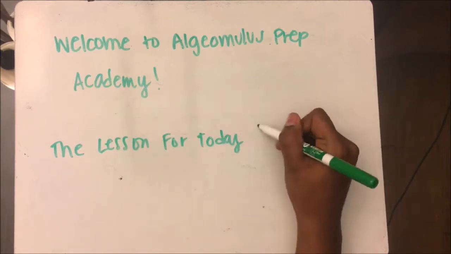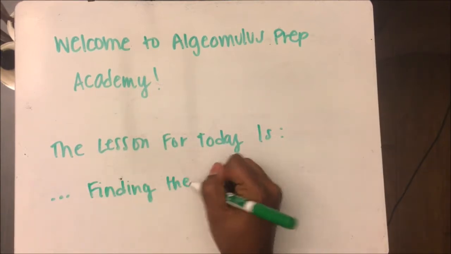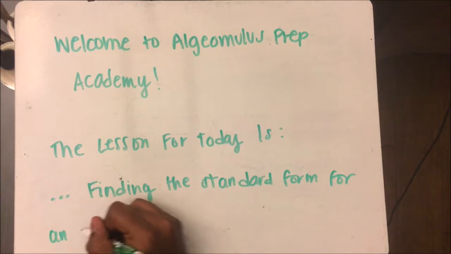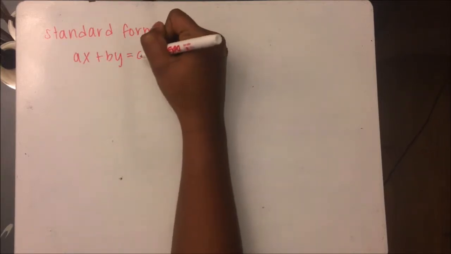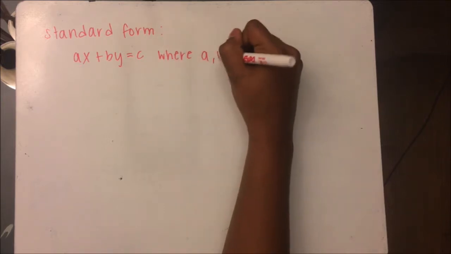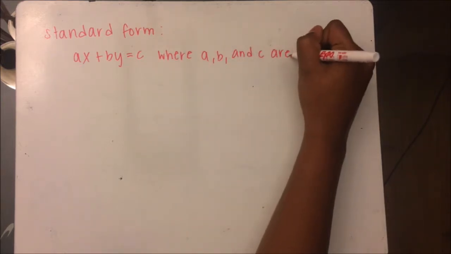The lesson for today is finding the standard form equation given the slope and y-intercept. The standard form of an equation is ax plus by is equal to c, where a, b, and c are constants, and x and y are variables.